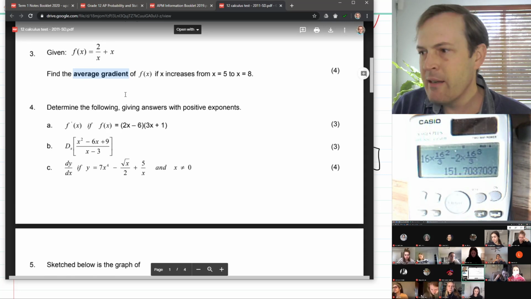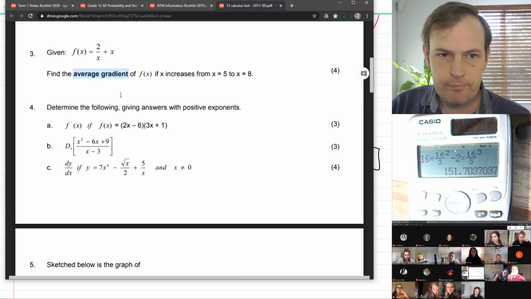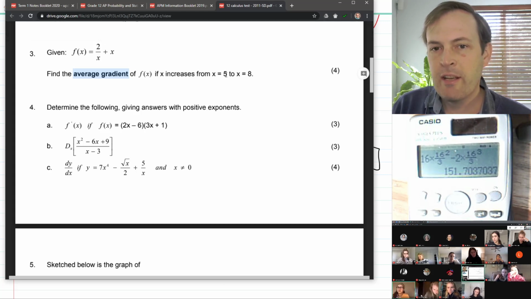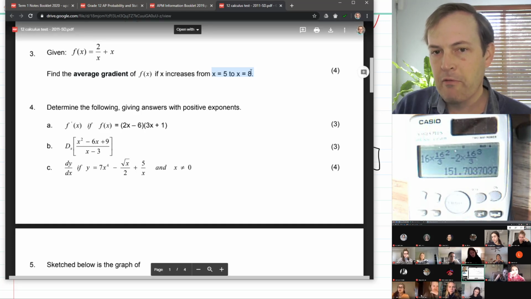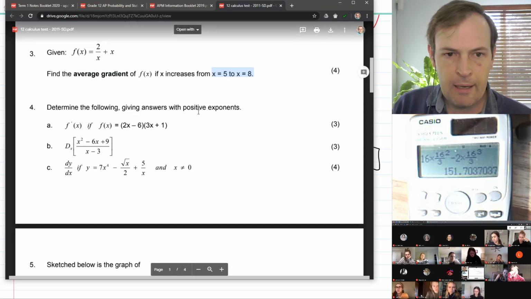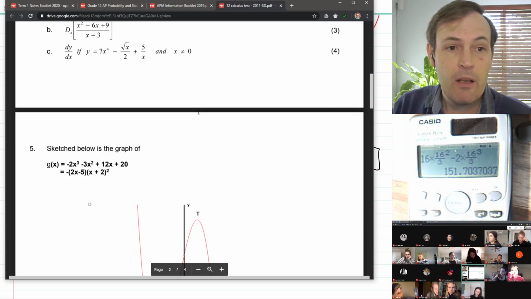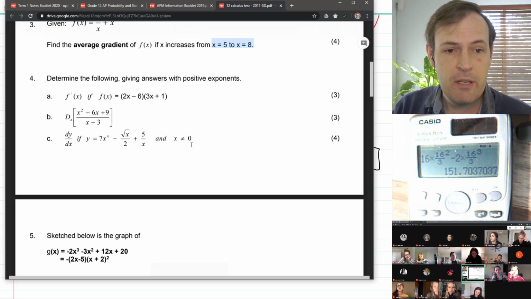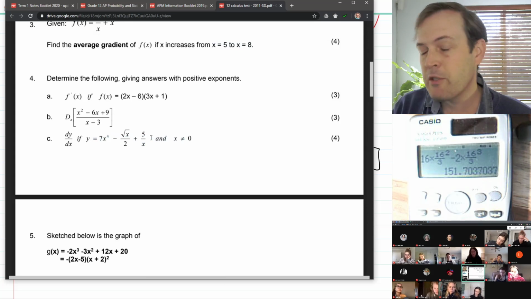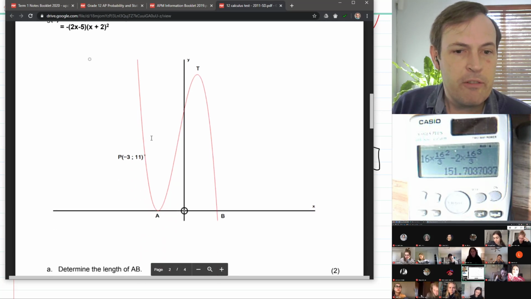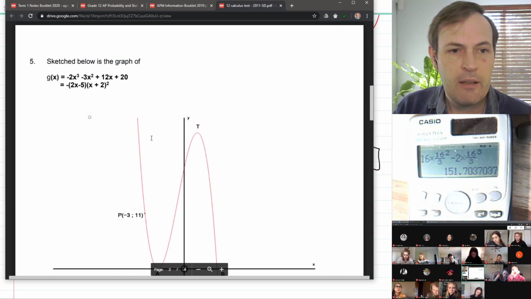Average gradient, do we remember what that is? Basically, is that the change in y over change in x? Change in y over change in x. The change in x here is 3 because we're going from 5 to 8. And so it's just working out what the y values are, and substituting that into the gradient formula. The derivatives, I think, are all fairly straightforward. Of course, the only thing to remember here is you want to write those in exponential notation so that you can do them. The graph of g of x, that's all fine.